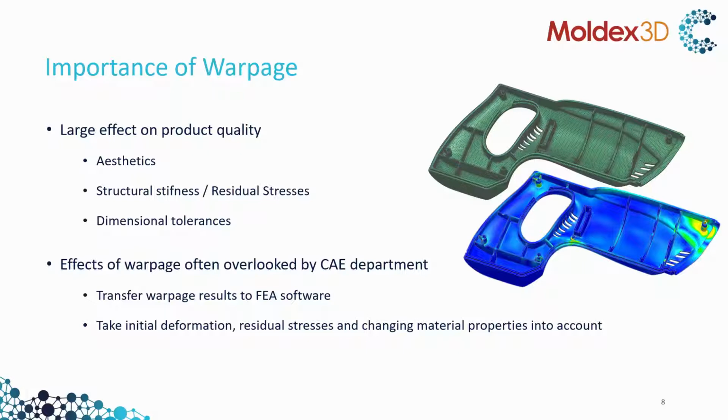But also consider the structural stiffness and stresses in the part. And take for instance a car bumper that is warped towards the inside. In order to actually fit the bumper on the car, it will first need to be pulled apart to the dimensions of the car in order to fit. Now this will have an impact on the stresses that occur in the bumper. And for the FEA department, it is important to take these initial deformations and possible additional stresses into account when they are performing structural analysis. And for this reason, it is possible to transfer these results from Moldex to FEA software. And this will be a topic that we are going to cover in the next edition of our Digital Thursday.